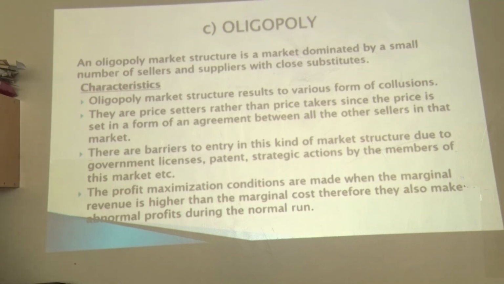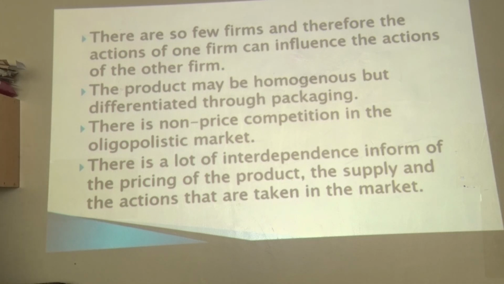The other thing is that there are barriers to entry in this kind of structure due to government licenses, patents, and strategic actions by the members of that market. So entering this market is not easy. This is because of the patents. The other thing is that profit maximization conditions are met when marginal revenue is higher than marginal cost. Therefore, they also make abnormal profits during the normal run. There are so few firms, and therefore the actions of one firm can influence the actions of another firm. The product may be homogeneous but differentiated through packaging. There is non-price competition in an oligopolistic market, and there is the interdependence of the form of pricing of the products, the suppliers, and the actions that are taken in the market.